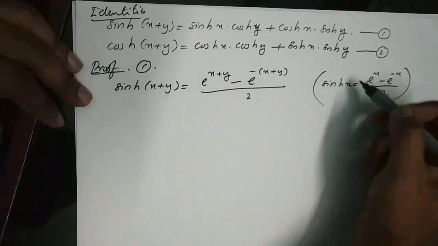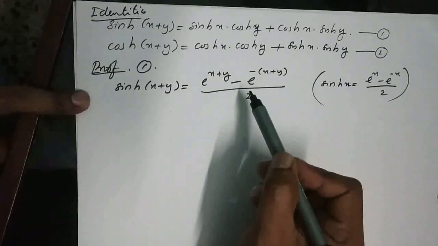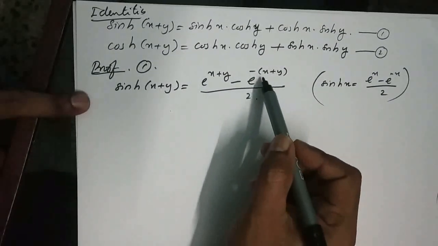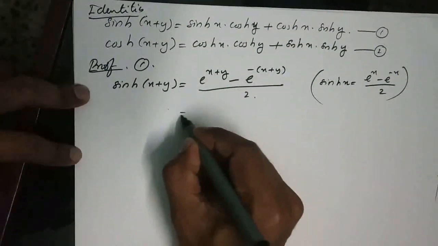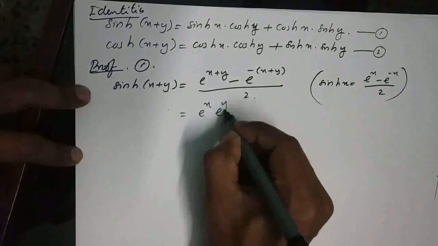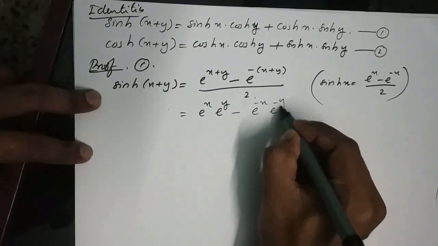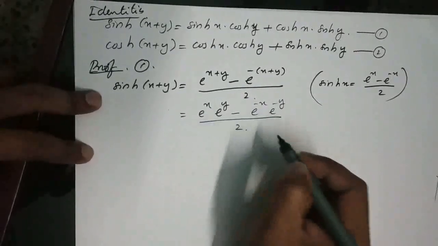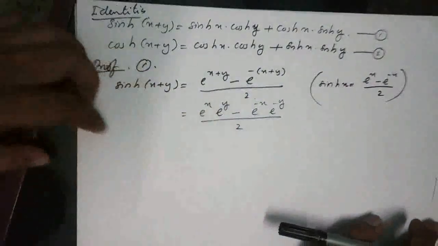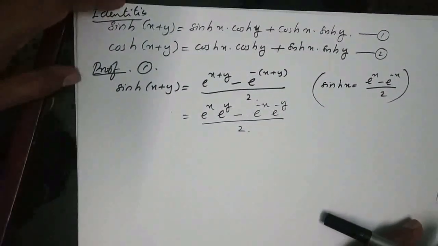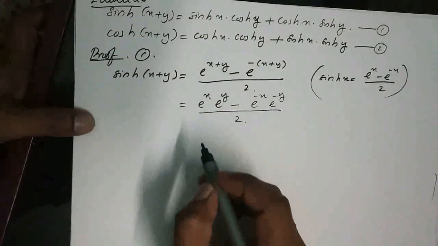We are replacing x here by x plus y. So sinh of x plus y is equal to e power x plus y minus e power minus x plus y, divided by 2. So this is equal to e power x into e power y minus e power minus x into e power minus y, divided by 2. Now we can replace e power x, e power y, e power minus x and e power minus y by the equations we obtained from the previous example.